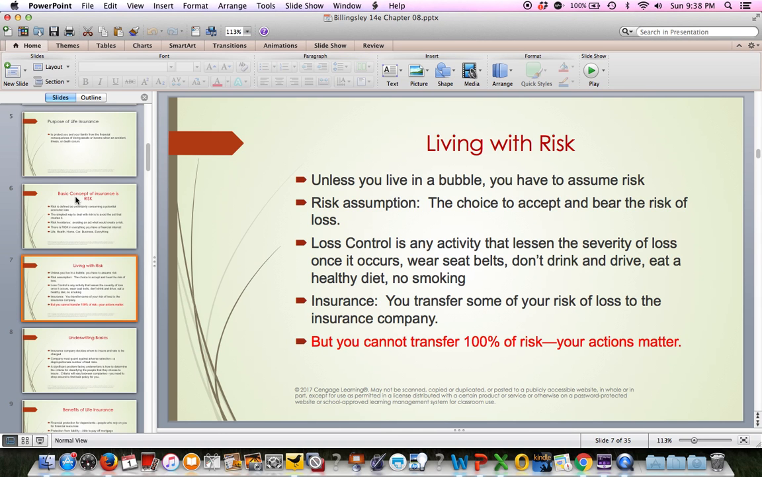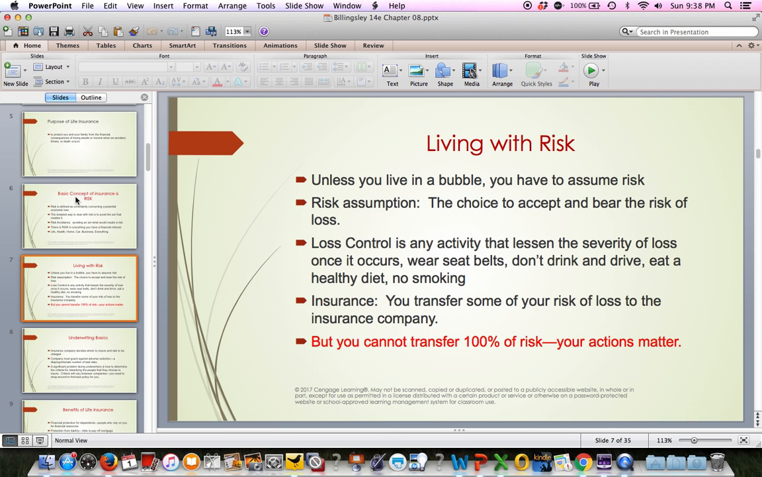Don't drink and drive, eat a healthy diet, exercise, don't smoke. Certainly there are things you can do to minimize the risk of heart attack, poor health, and so on. You can never eliminate risk completely, clearly, but there are lots of things you can do to minimize it. But insurance, as I mentioned, is transferring risk, the risk of loss, to the insurance company.